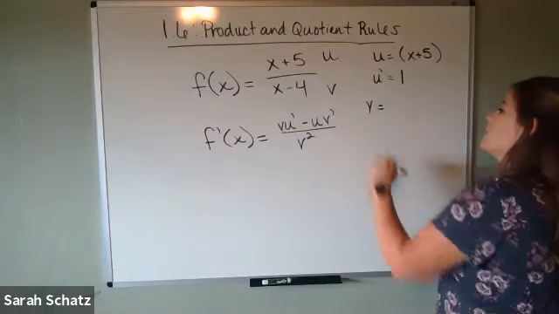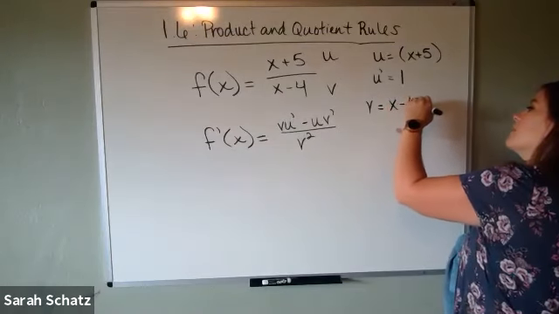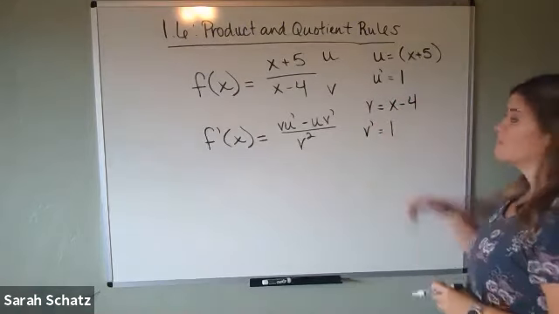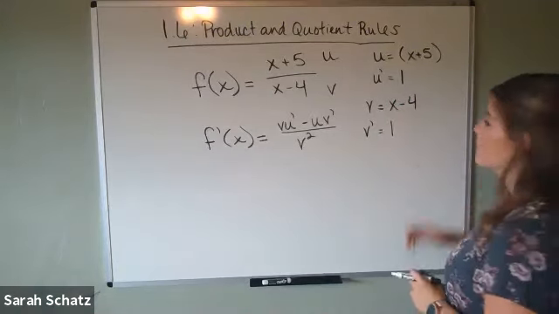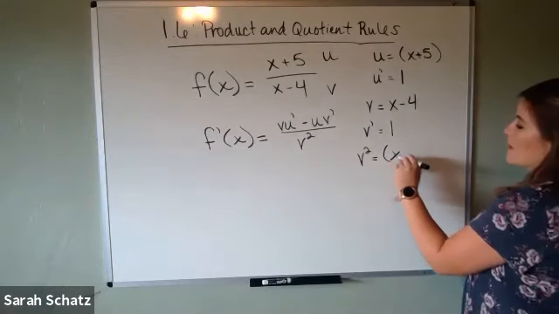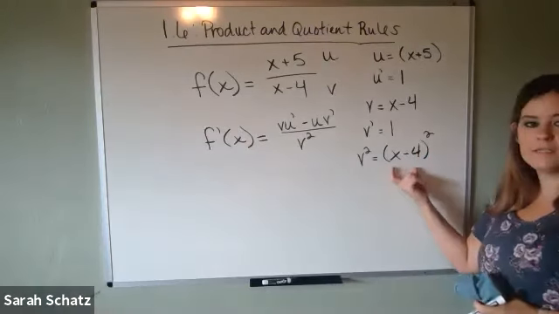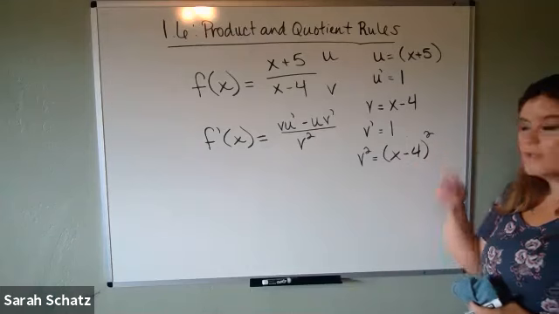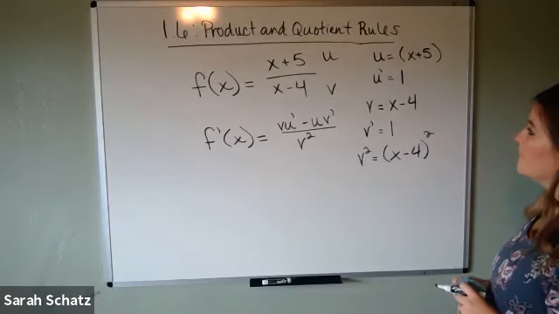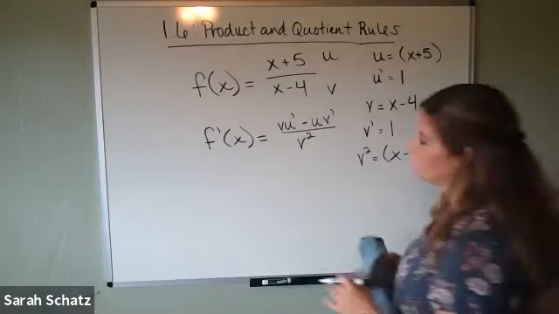So v is the x minus 4. So dv is also just 1 because it just comes from this x term. v squared, you guys, that is just x minus 4 squared. So it literally is whatever v is squared. Just make sure you're squaring the entire thing when you square v. Okay, so these are the 5 puzzle pieces, right? We just have to put them together.